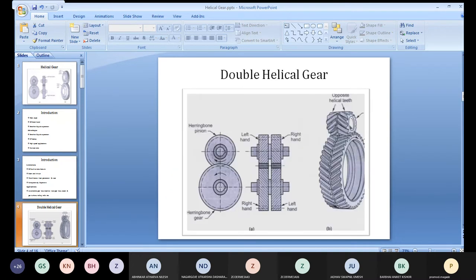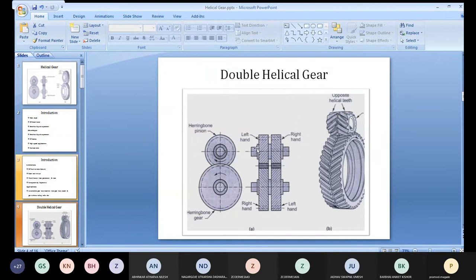I'll directly move toward the next part, that is double helical gear. Double helical gear means two times helical gear, that's it. Rest of the things are same. If the pinion is made up of left hand teeth, the meshing will be with right hand teeth. Again, the same shaft is there on which double helical gears are mounted. You can see the 3D view also. At the time of meshing, the two shafts are parallel to each other. That's why herringbone gear or double helical gear comes under the criteria of parallel shaft axis.